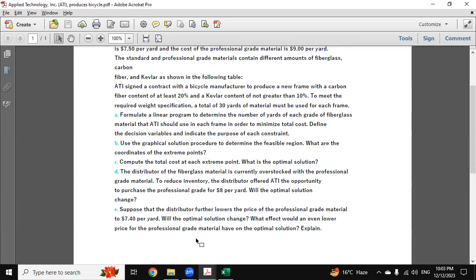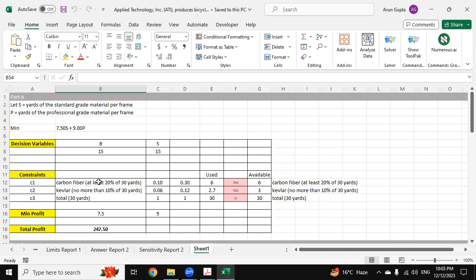So I've used Excel Solver to provide the solution for each and every part. So let's go to part A, where we need to provide the minimum cost solution. So we have taken two variables. First is S and the other one is P. S denotes yards of the standard grade material per frame, and P denotes yards of the professional grade material per frame. Now we are using minimize 7.5S plus 9P. This is what the formulation is.